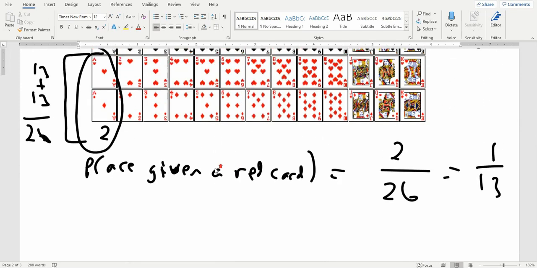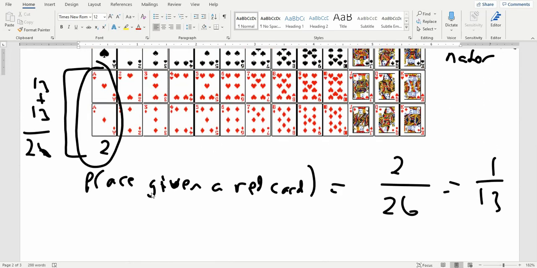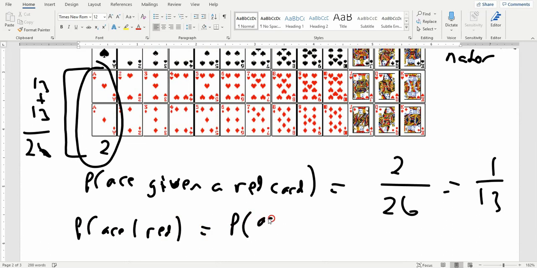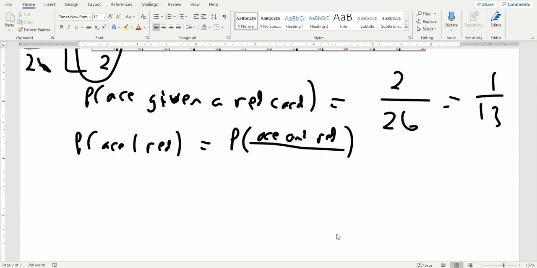So like in this example, probability of ace and a red card. Let me do it like this. A given red, using the formula, would be ace and red. That's actually not correct, because it should be like that. It will be divided by the probability of a red card. This is a long way.